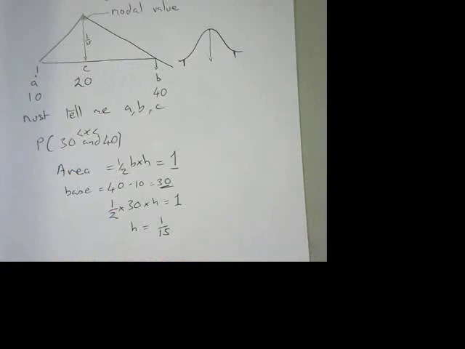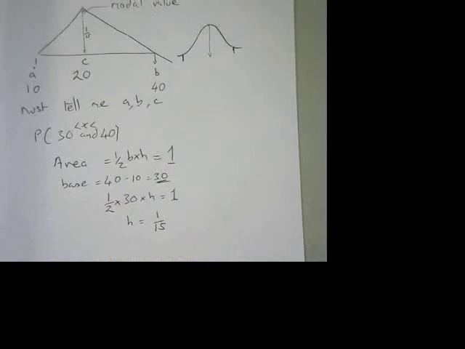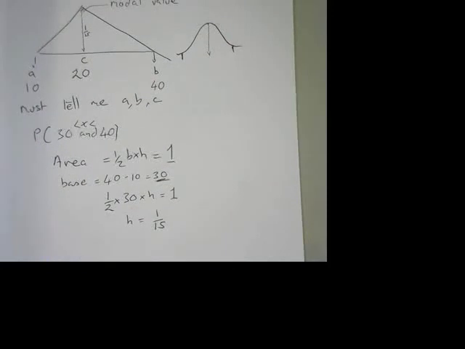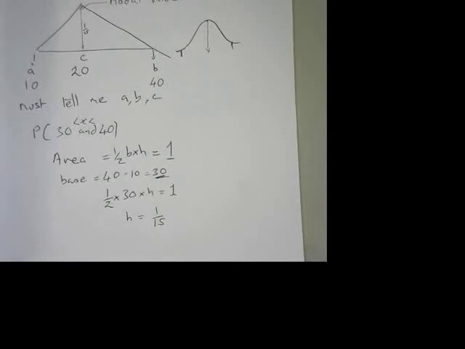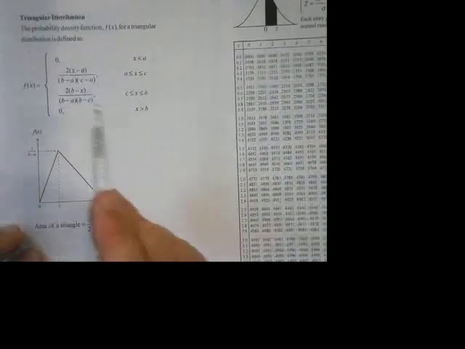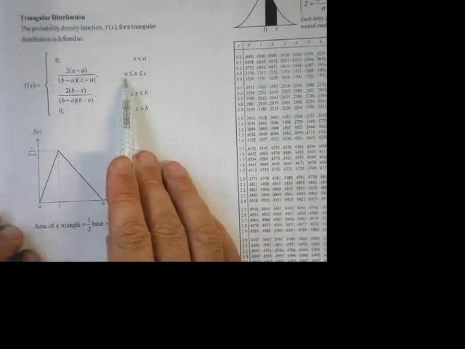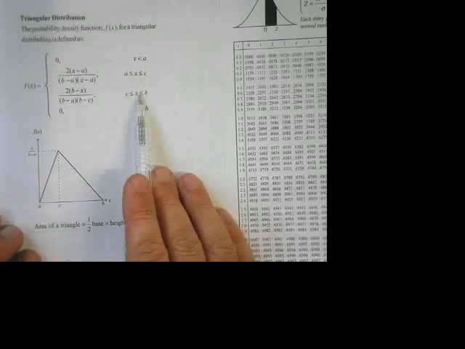Okay. Now, I want the values between 30 and 40, and I'm going to show you two ways of doing it. Okay. All right. So just have a look at that. Now, we have got a situation where on your formula sheet, you've got AXC and you've got CXB. Which one of these two formulae am I going to use?